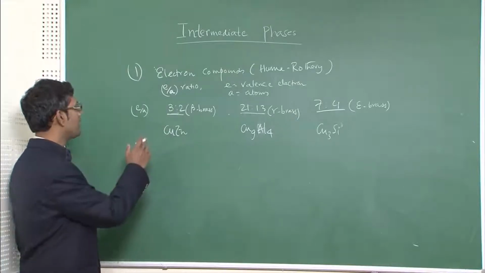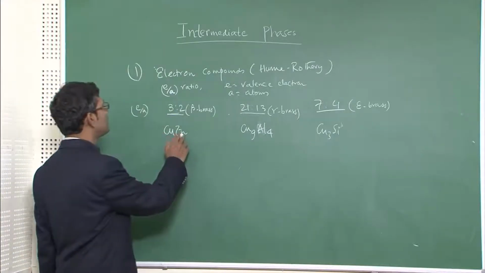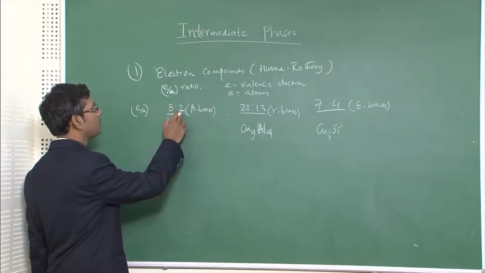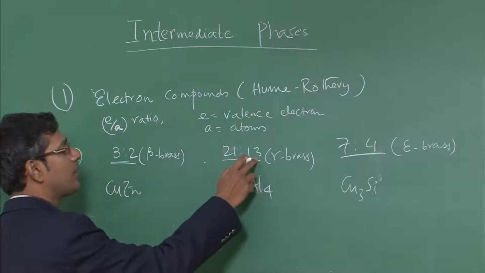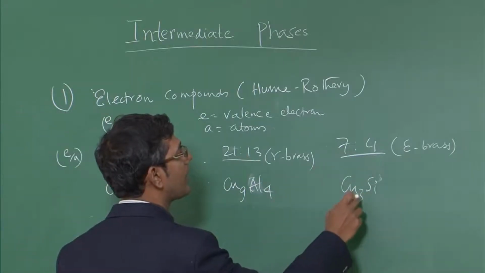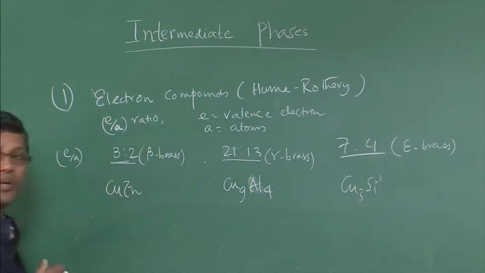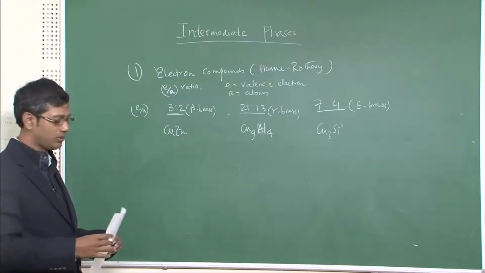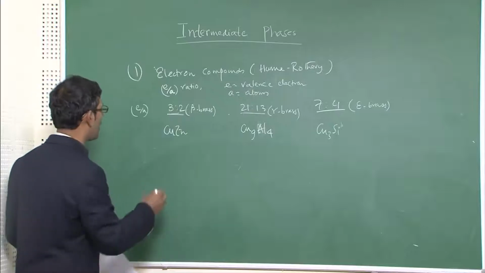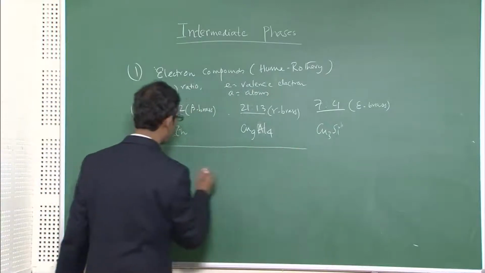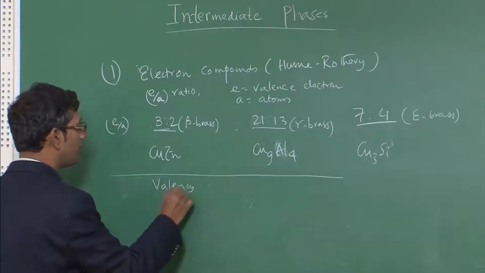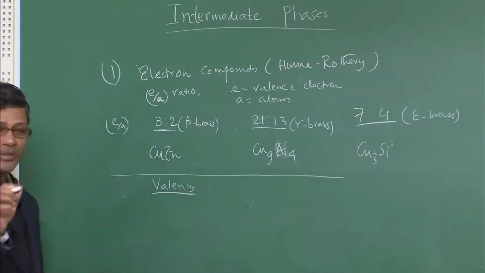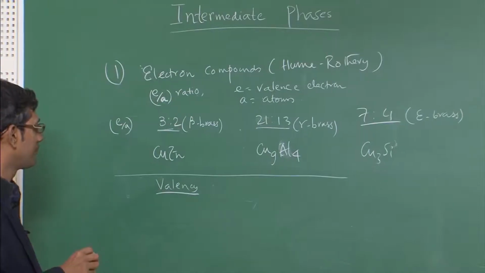So, I have given you 3 examples: CuZn with 3:2 electron by atom ratio, Cu9Al4 with 21:13, and Cu3Si with 7:4. Before we actually do these different kinds of phases, let me give you the valencies of different elements. Okay. So, valencies of different elements you need to know. This is very important. It is better you take it down when you are listening to this lecture.